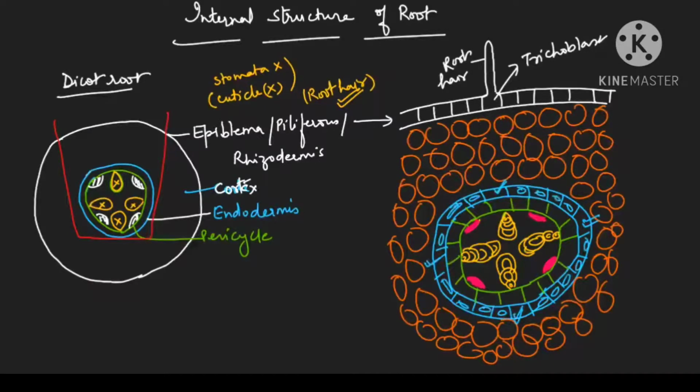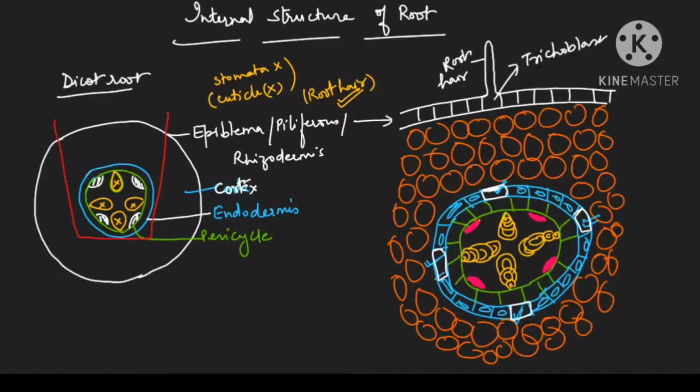And these 4 cells, let me highlight with the white color so that it becomes easy for you to understand. These 4 cells are known as passage cells. They are known as passage cells because the water can enter through these passage cells only into the xylem. Is it clear? So these are your passage cells.